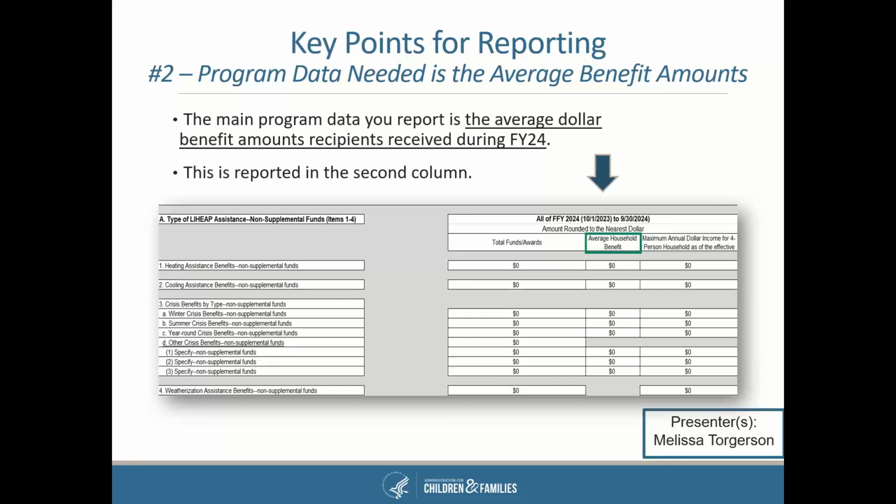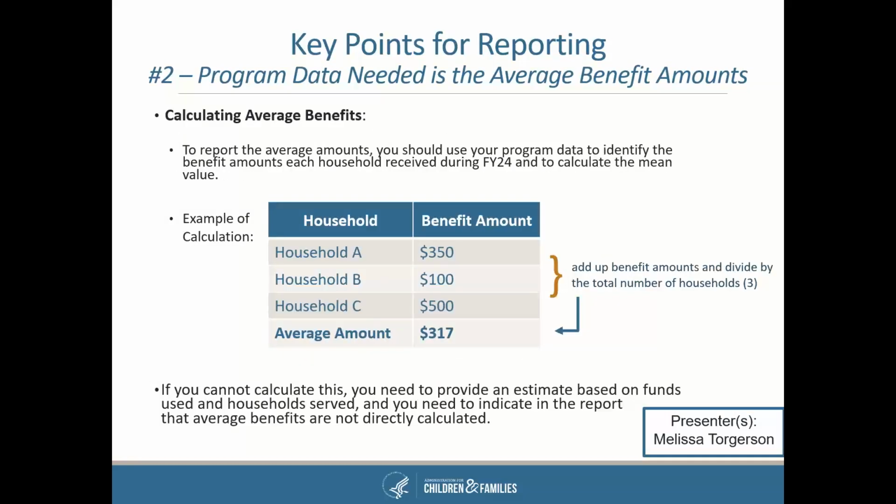If you want to go to the next slide, we actually give a little calculation of how to calculate an average benefit, but you're going to need to go into your system and use your program data and identify the benefit amounts each household received, and then calculate the average value. So for example, we have 3 households here. You add up their benefits and you divide it by 3. And so that's going to give you an average benefit. Once again, these are expenditures. These are the amounts of money that people actually were given as benefits. And so this may not align with the number you have in that first column, which is how you obligated funds to certain components.